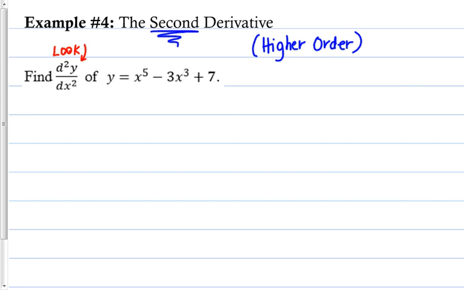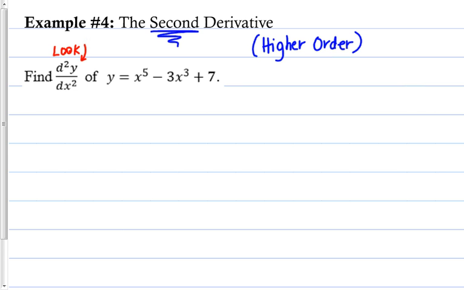And the second derivative is just taking the first derivative, which is the one we've been working on for all these examples. And then once you have that new function, which is your derivative, you're going to go ahead and find the derivative of that. And that is your second derivative.